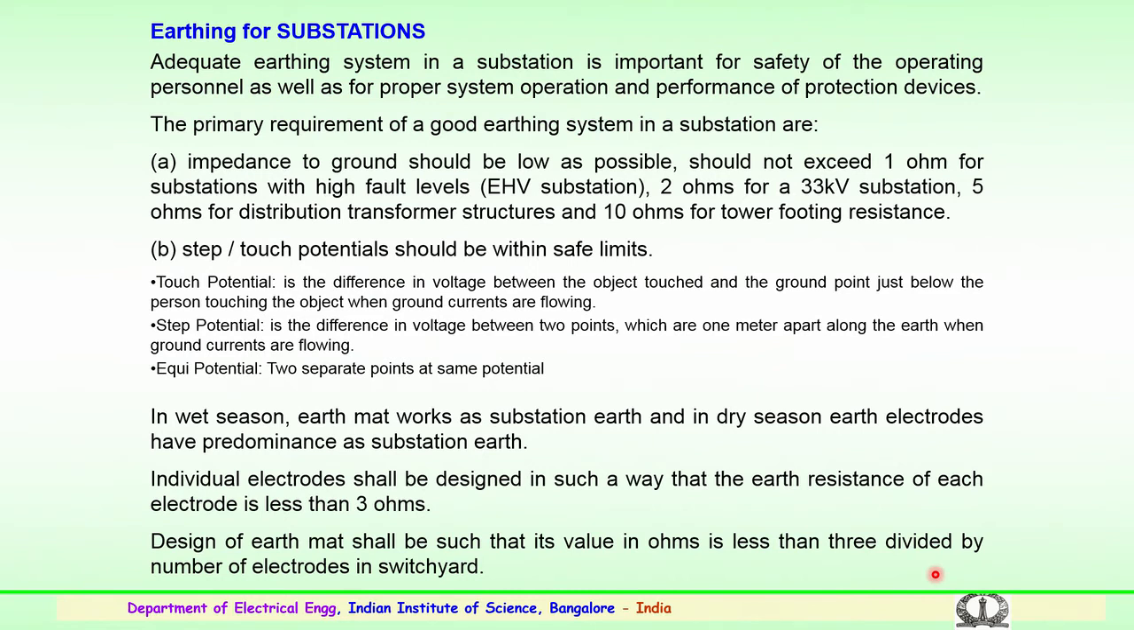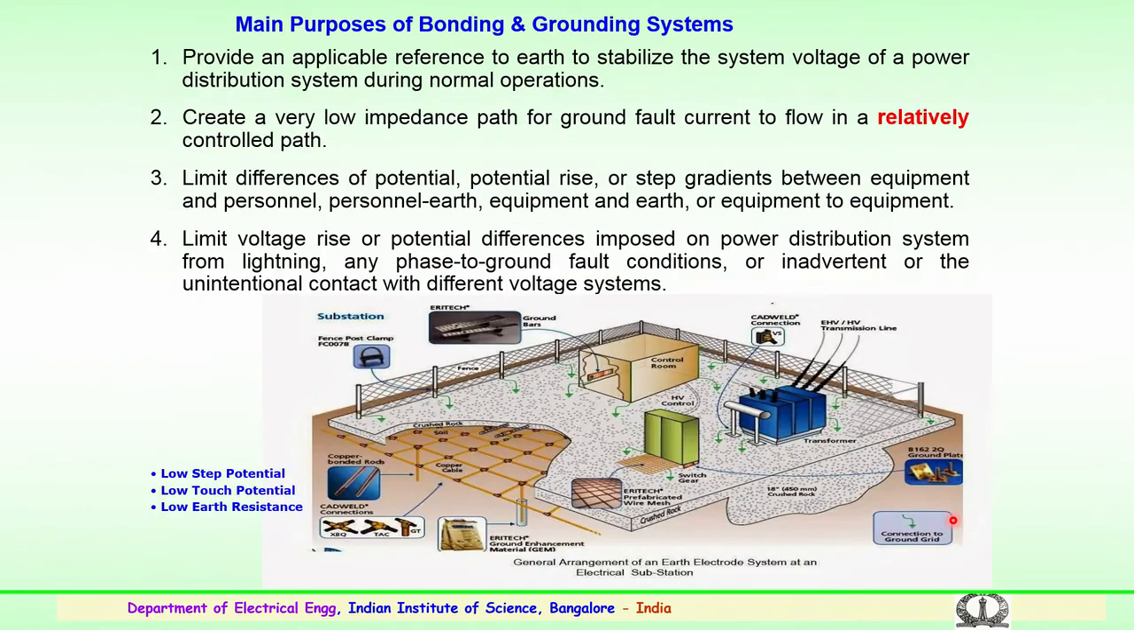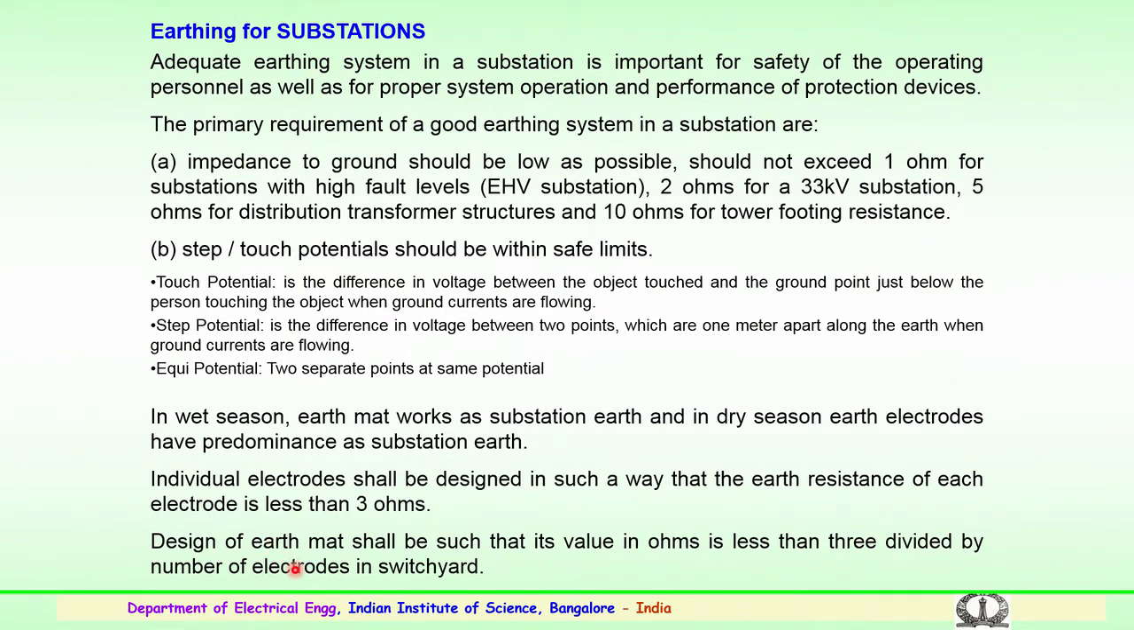So, how earthing for substations works we have discussed. Important points to be maintained in the substation are the low step potential, the low touch potential and low earth resistance, three important factors to be considered. So, adequate earthing in a substation is very important, as mentioned, for the safety of the operating personnel as well as for the proper system operation and performance and protection of the equipments in the substation, the equipments and the protecting devices.